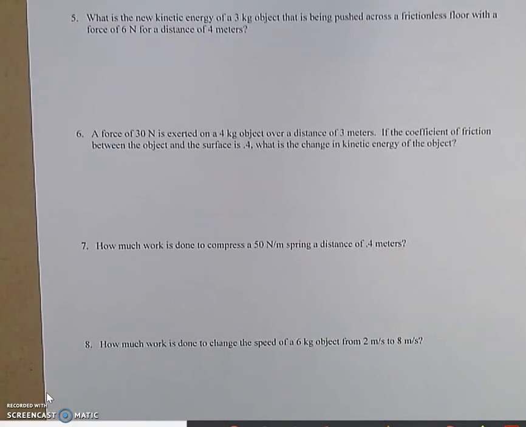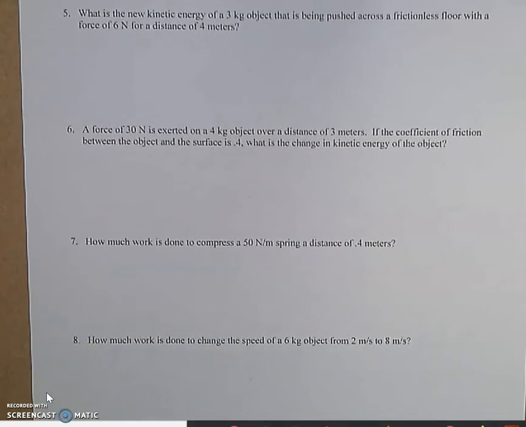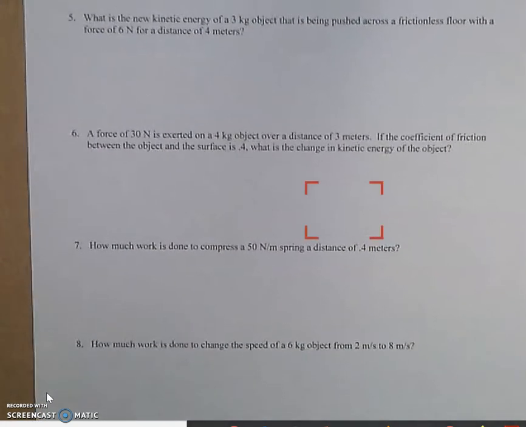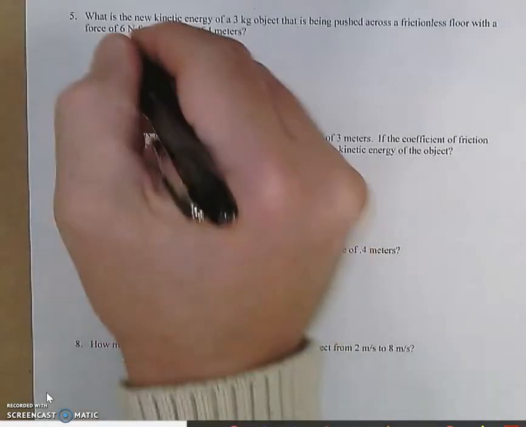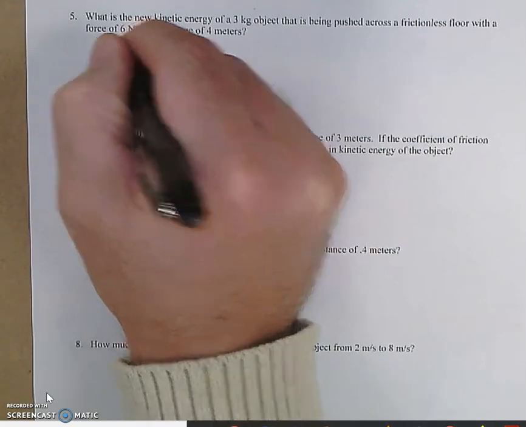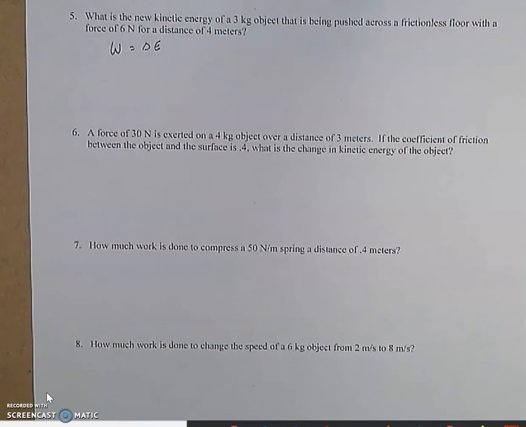Now, if we go to the back, what's the new kinetic energy of a 3 kilogram object that's being pushed across a frictionless floor with a force of 6 newtons for a distance of 4 meters? Well, remember, work is equal to the change in energy.